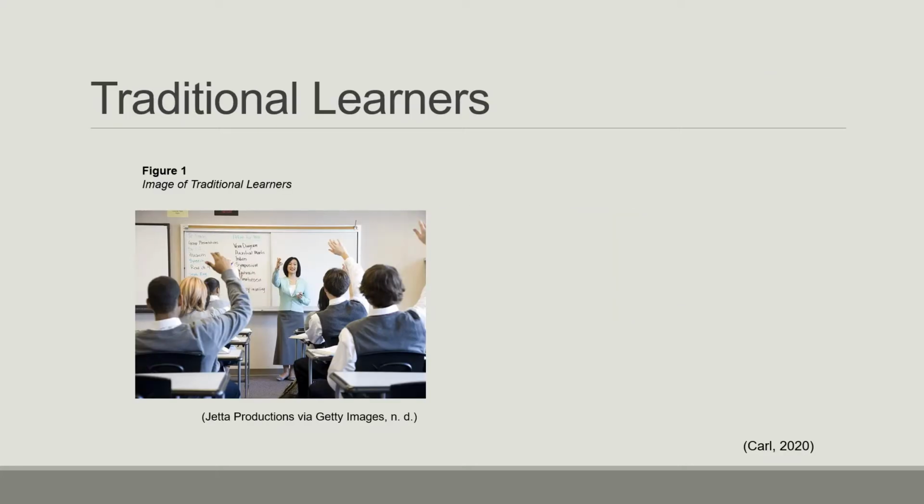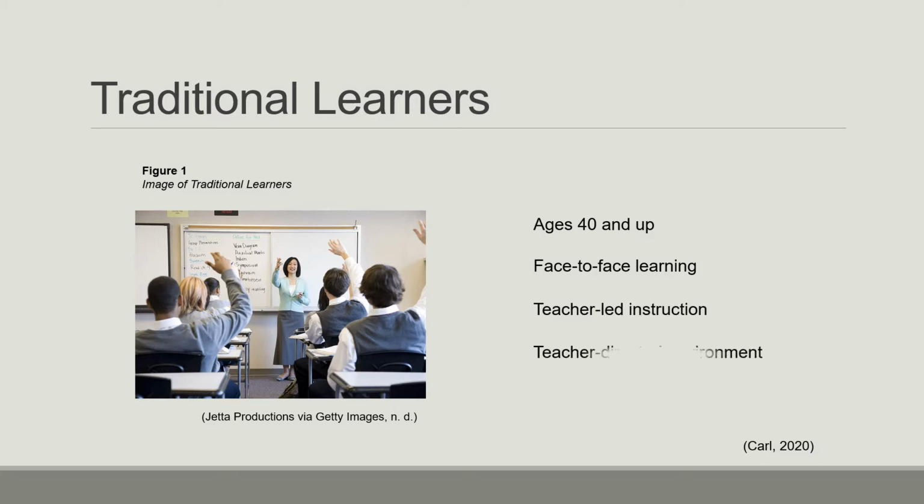First, let us differentiate a traditional learner from a digital age learner. Traditional learners were born before the digital age and are typically aged 40 and up. Traditional learners may prefer brick and mortar schooling and engage in face-to-face learning with teacher-led instruction in a teacher-directed environment. Traditional learners may have some digital literacy, but many skills are often still lacking.